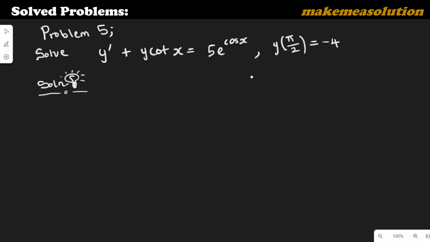Alright guys, welcome to problem number 5. For problem number 5, we have to solve y prime plus y cos x is equal to 5 exponential cos x. And this is an IVP because an initial condition was given to us: y of pi over 2 is equal to -4. So we're going to begin. Let me change y prime to dy dx plus, let me bring cos x first before y, and is equal to 5 exponential cos x.